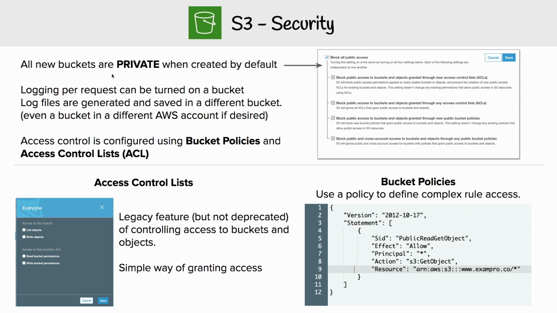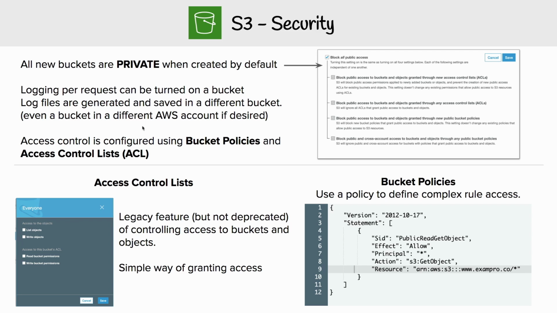Now in S3, you can turn on logging per request. So you get all the detailed information of what objects were accessed, uploaded, or deleted in granular detail. Log files are generated, but they're not put in the same bucket. They're put in a different bucket, okay?